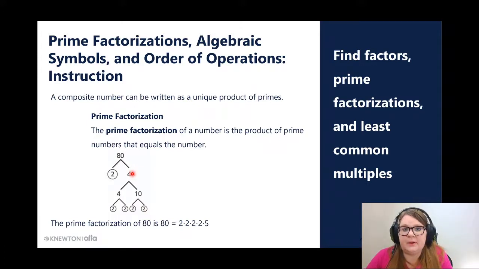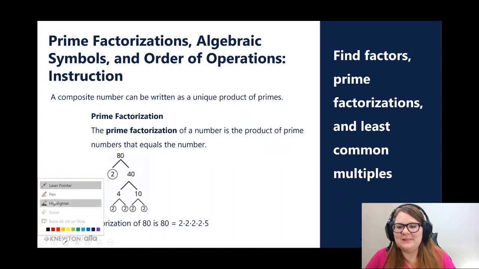Well, it ends in a 0, so that means that I can divide it by 10. Okay, great. I can pull a 10 out. So 40 is 4 times 10. Okay, neither of those are prime, so I'm going to have to keep going. 4, I can break down into 2 times 2, and both 2 and 2 are prime. And 10 I can break down into 2 and 5. That should totally say 5 there.